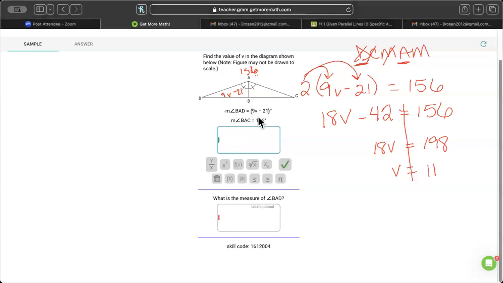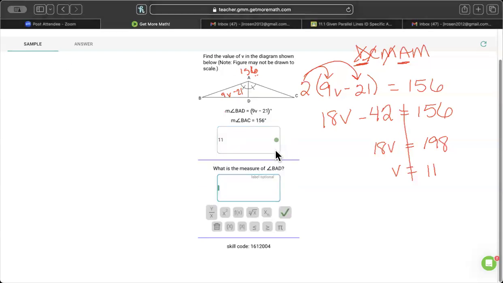And this first one wants what v is. So let's see. There we go. So don't make the mistake of trying to add v. v wasn't the entire angle. So we doubled it because we know that they're going to be congruent. So there's two of them.